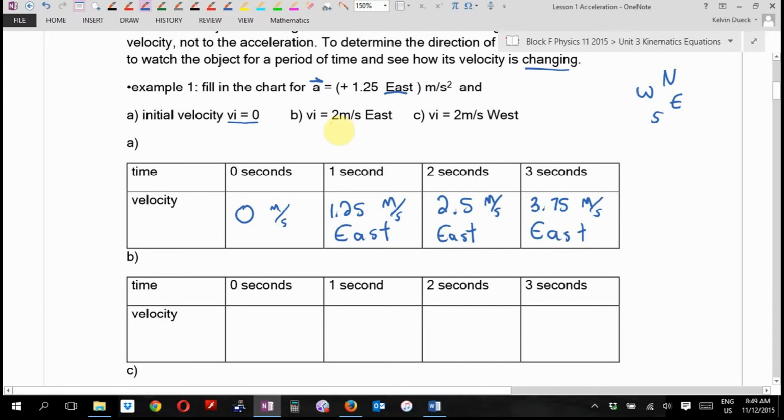Let's make it a little more interesting. Part B, instead of starting out at rest, let's start at 2 meters per second, east. So at time 0, we're going 2 meters per second east, and we're also accelerating every second at 1.25 meters per second east. How fast will I be going after 1 second? We're starting out at 2. We're going east 2 meters per second, and our speed is changing at 1.25 meters per second east every second. How fast will we be going after 1 second?